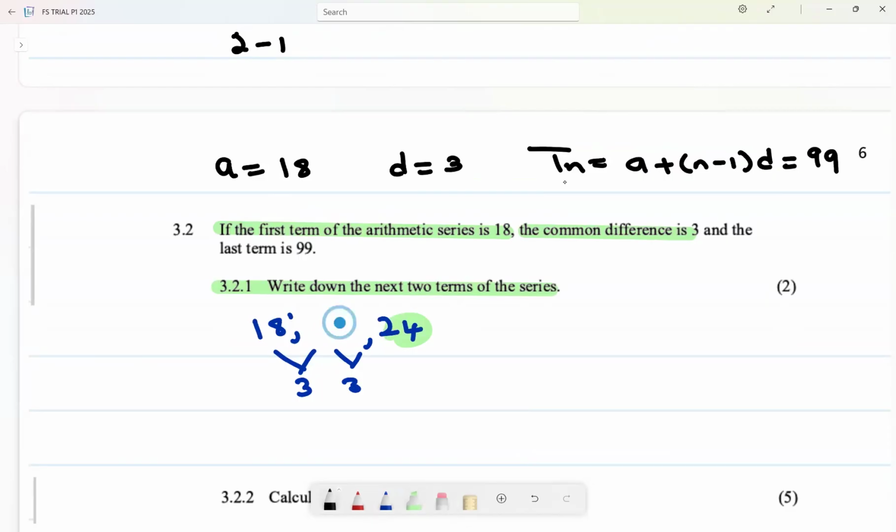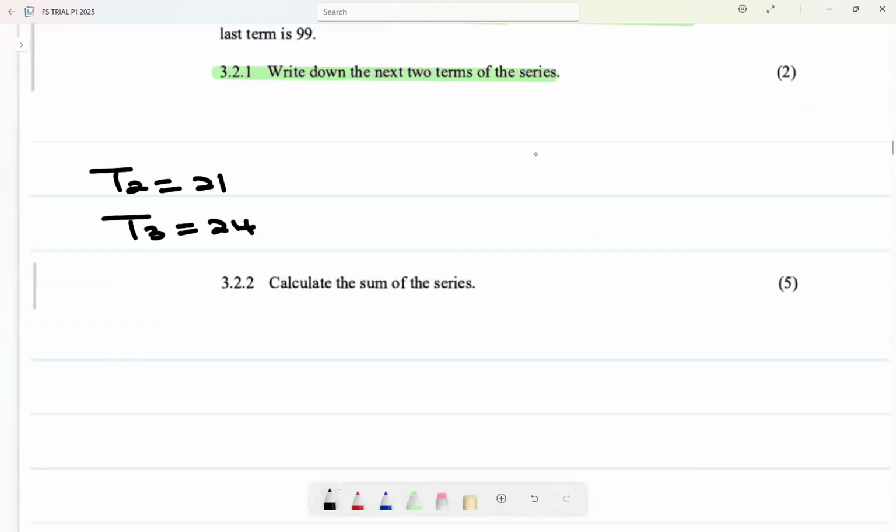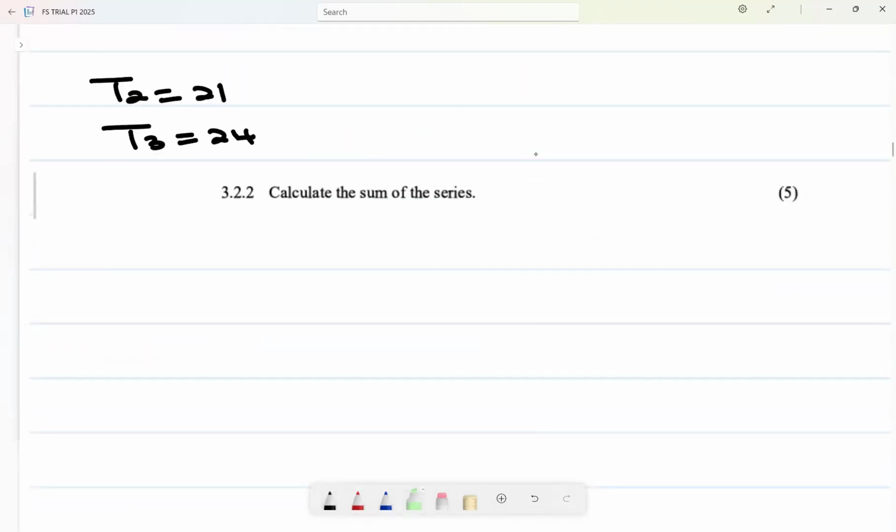So I'm going to say T2 is 21, and then T3 is 24. Guys, beautiful. Calculate the sum of the series. Now, I know for the sum of the series for arithmetic, it is Sn. Well, if I have the last term, but still I need to find the number of terms.